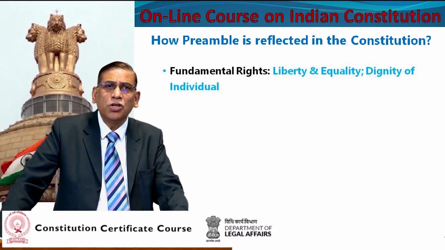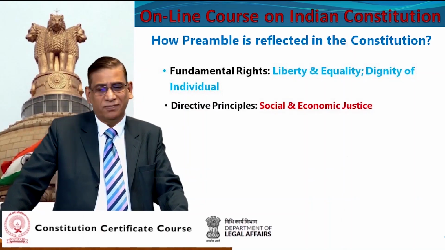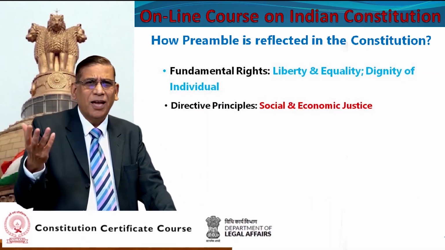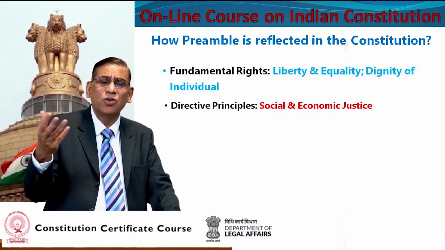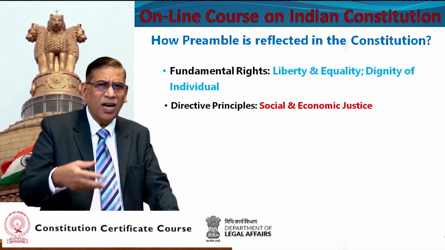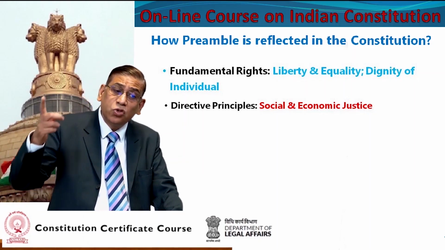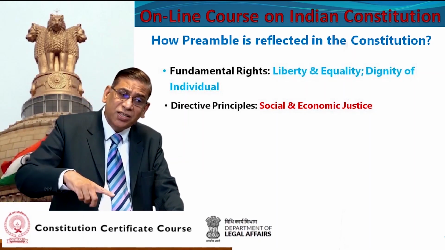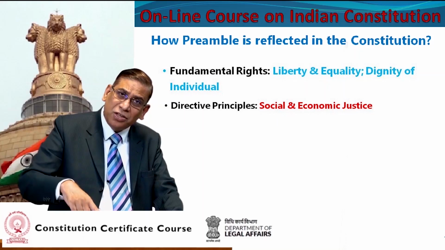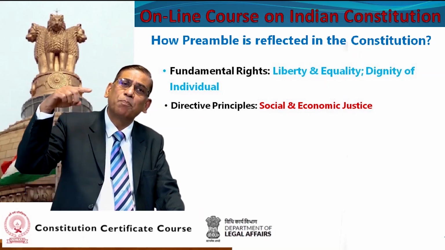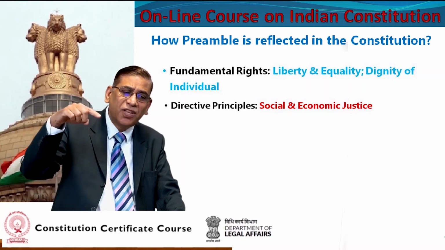We talked of social, economic, and political justice. Elections happen, everyone has a universal franchise, so largely there is political justice. But to have social and economic justice, we have part 4 of the Constitution, directive principles. These are the positive obligations of the state.